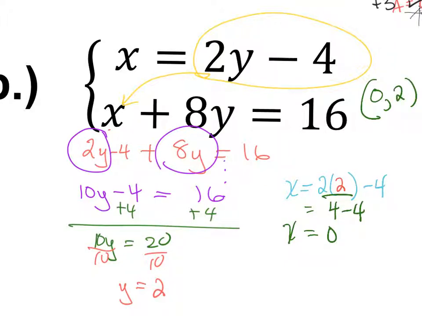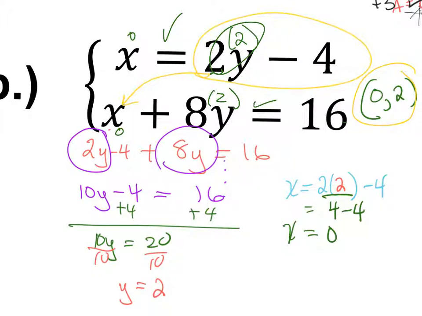Check your work real quick. Plug 0 in for x. Plug 2 in for y. Two times 2 is 4. 4 minus 4 is 0, so that one's correct. Plug it in here. 0 plus 8 times 2. 0 plus 16 is 16. That's also correct. So you know that the solution is 0, comma 2.